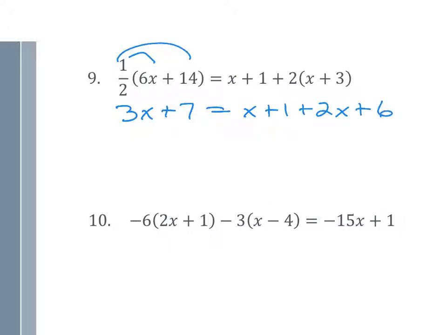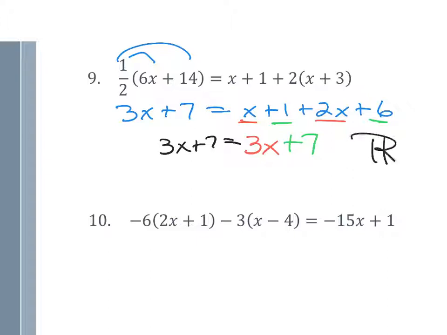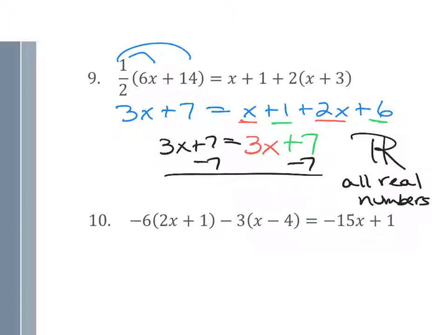And now I'm going to start looking to combine my like terms. So I can combine this 1x and 2x and get 3x. The 1 and the 6 and get 7. And as you can see, the left side equals the right side. So at this point, if you realize that, just write all real numbers. Either one of these you can put. If you didn't realize it and you kept going, get negative 3x equals 3x, and then if you try to move them together, you get 0 equals 0.